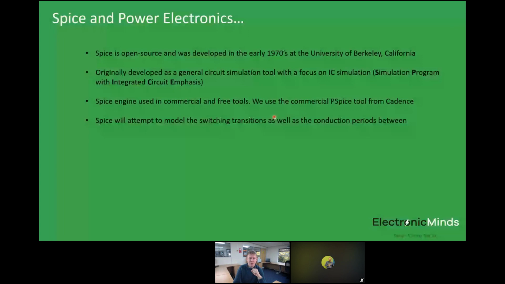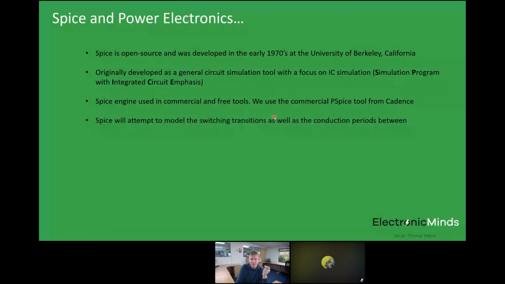One thing that's important to remember, SPICE will attempt to model a switching transition. So in a power electronic circuit, SPICE will attempt to model that transition, the switching transition of the device, the power MOSFET BJT, correctly, as well as the conduction periods in between. And if you imagine what happens when you've got a very fast switching transition in a circuit, it means the SPICE engine has to put a lot of data points and a lot of calculations as it goes through that switching trajectory to get it accurate. And therefore, SPICE can be quite slow.